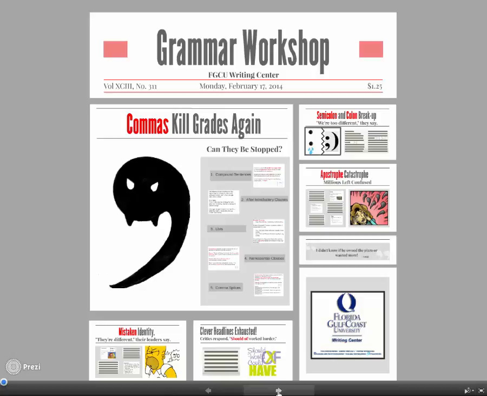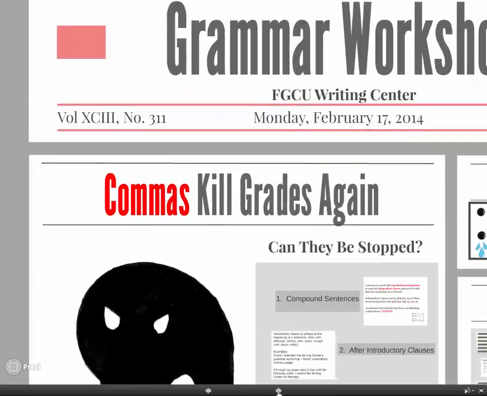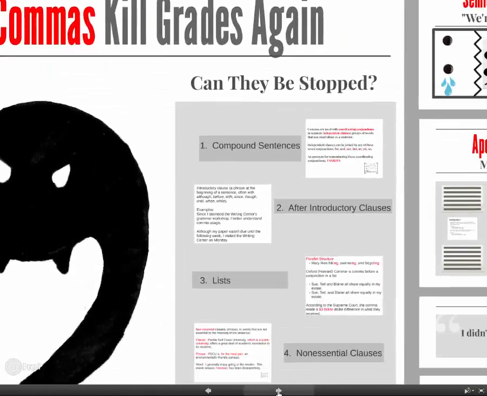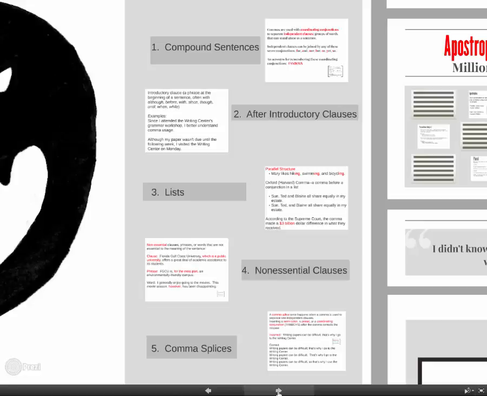So let us begin with the number one offender of all grammar, the comma. And we'll be focusing on 5 comma errors or clarifications. First is commas in compound sentences. Second, commas after introductory clauses. Third, commas in lists. Fourth, commas with non-essential clauses. And finally, the notorious comma splice.